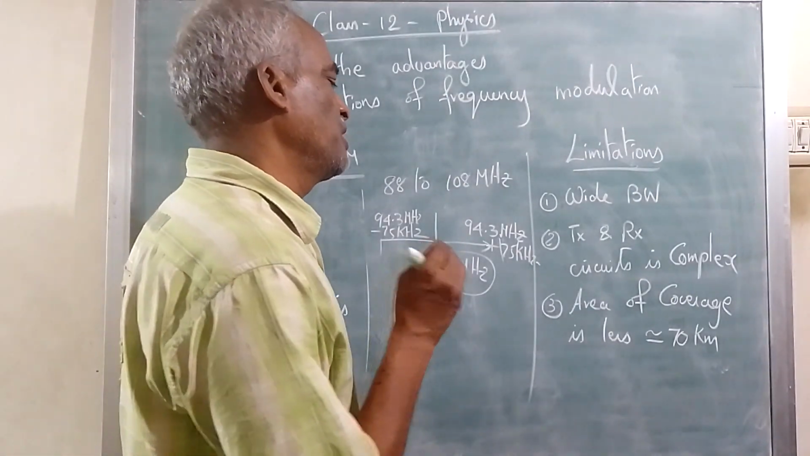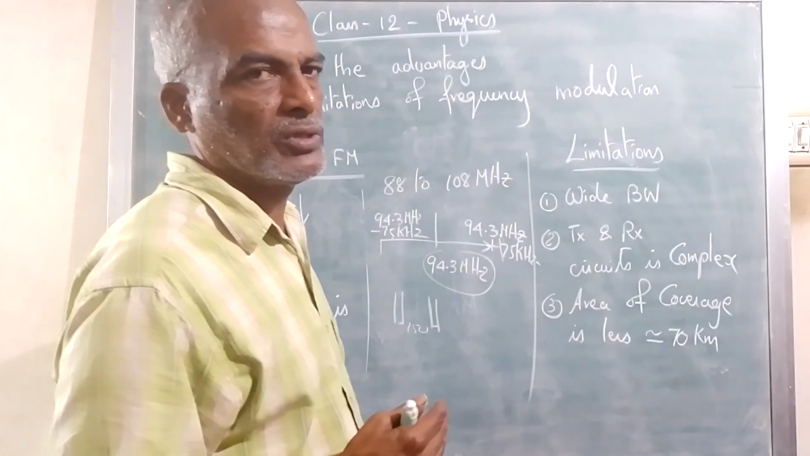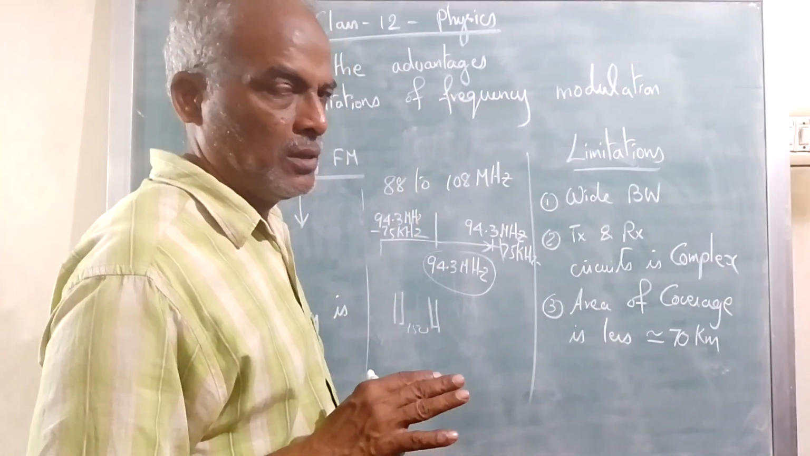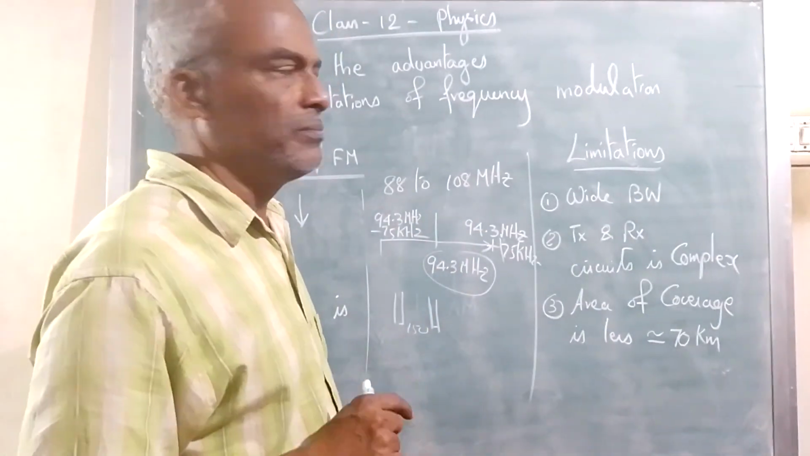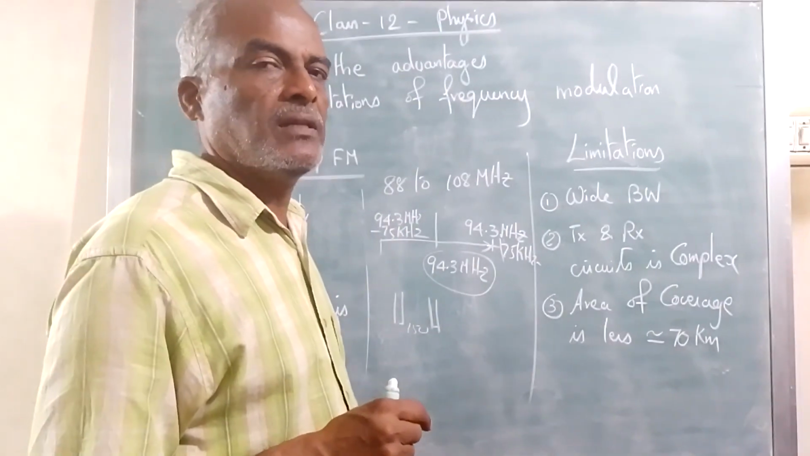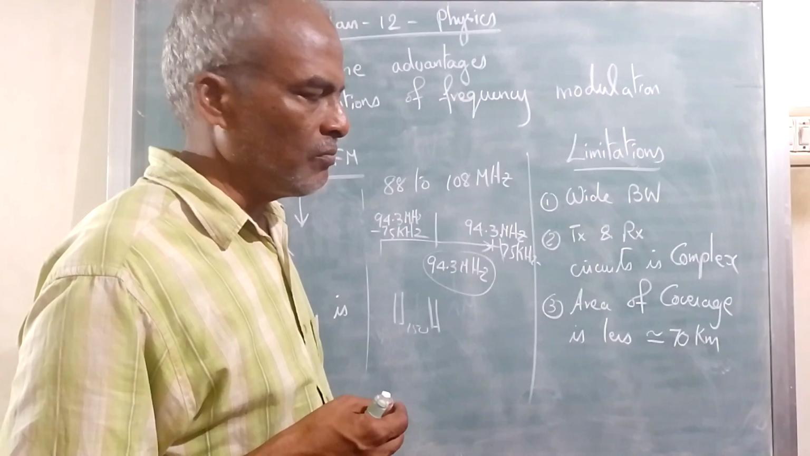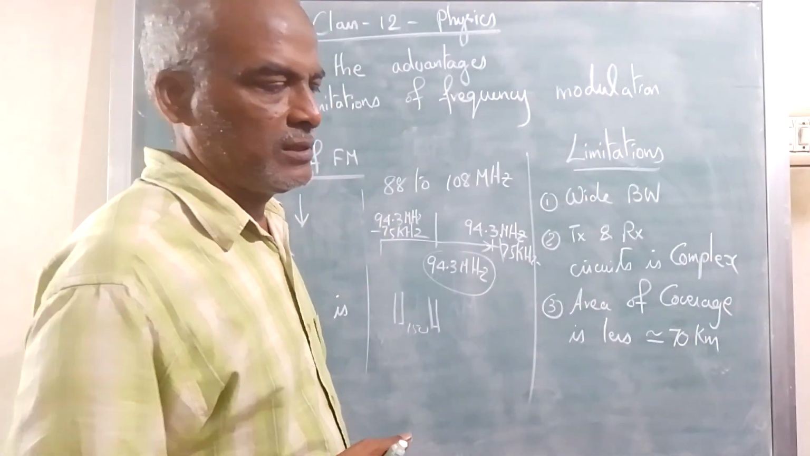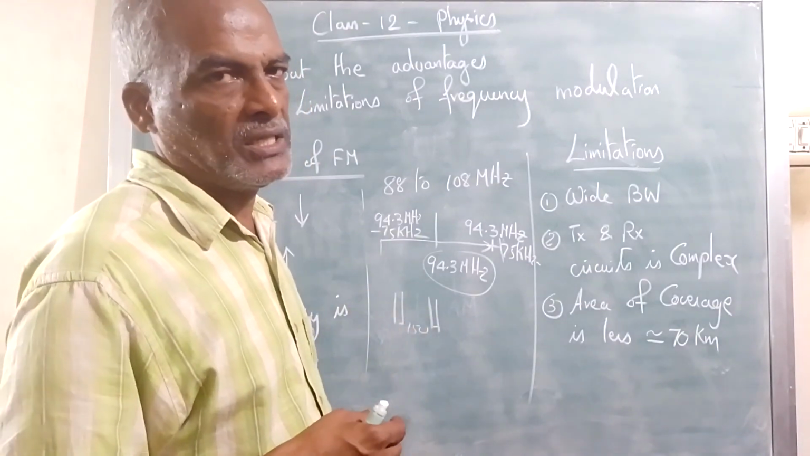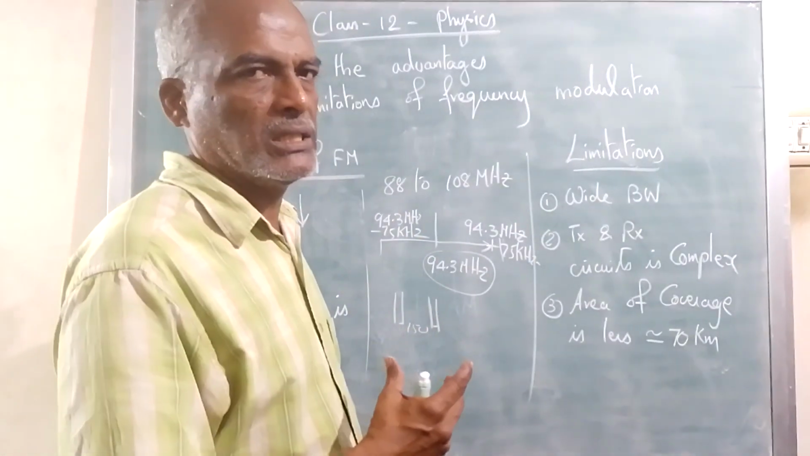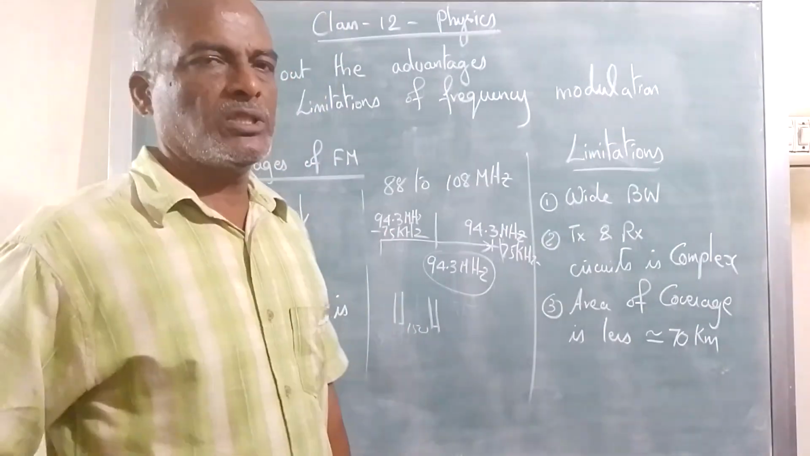Then if you check the area of coverage, FM signals can go a maximum of 70 to 80 kilometers, provided there is no hindrance. Whereas in amplitude modulation, we can go up to 1000 kilometers. The only drawback with amplitude modulation is the signal is affected by noise, whereas you get a very good quality in frequency modulation. So that's the answer for this question.